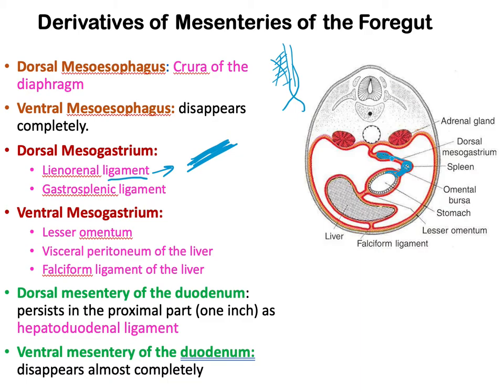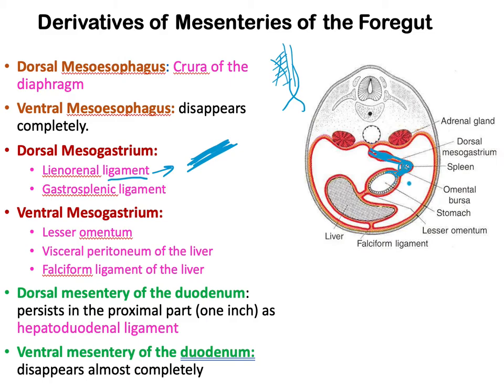Look, this is the tail of the pancreas. Forget that for now. When we talk about the peritoneum later in gross anatomy, we'll understand why the tail of the pancreas is located here. So the tail of the pancreas is just located here, but this ligament is the splenorenal or lienorenal ligament. This is the fate of the dorsal mesogastrium.